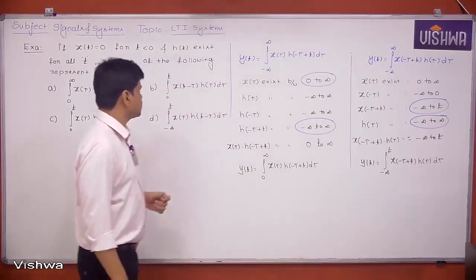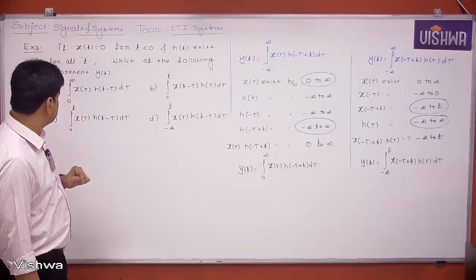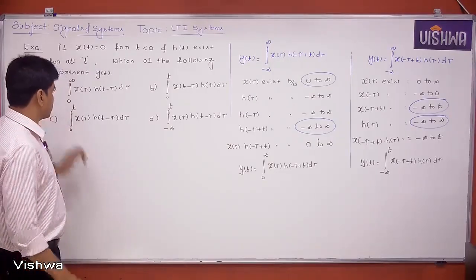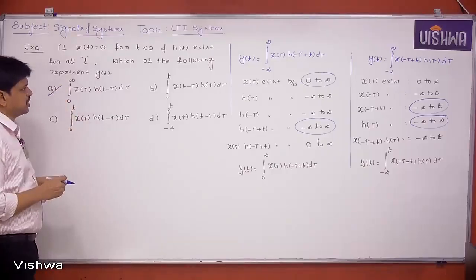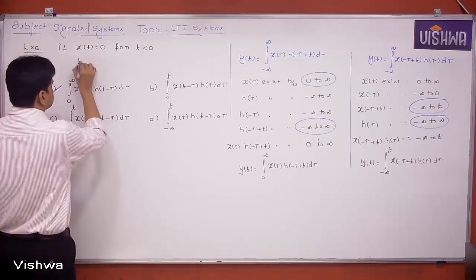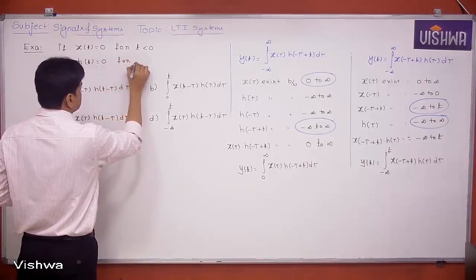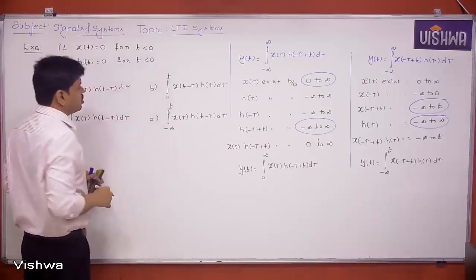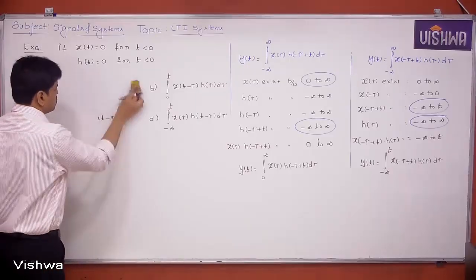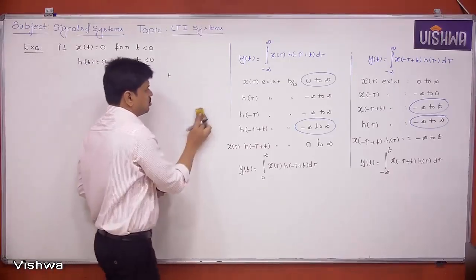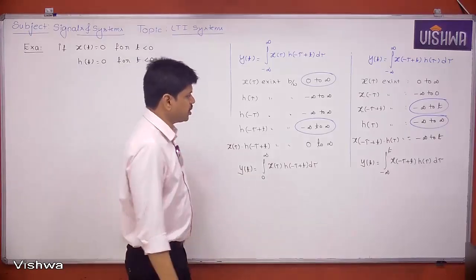So which option is correct? Minus infinity, 0 to infinity. Yeah, this one is the correct one. Option A is correct. Take it. It is also 0 for t less than 0. Then which integration will be correct? I hope it is over. You have completed taking this.